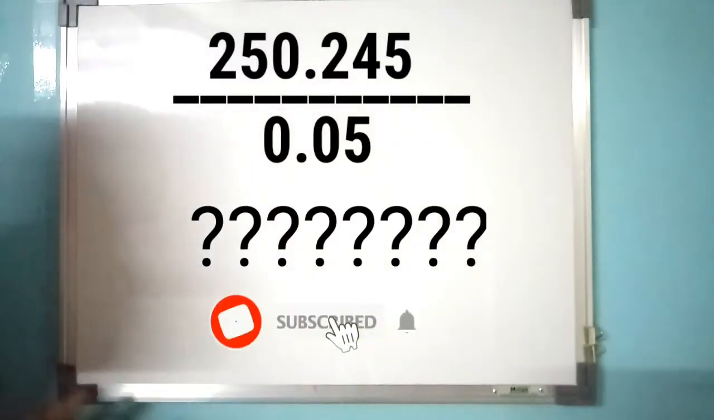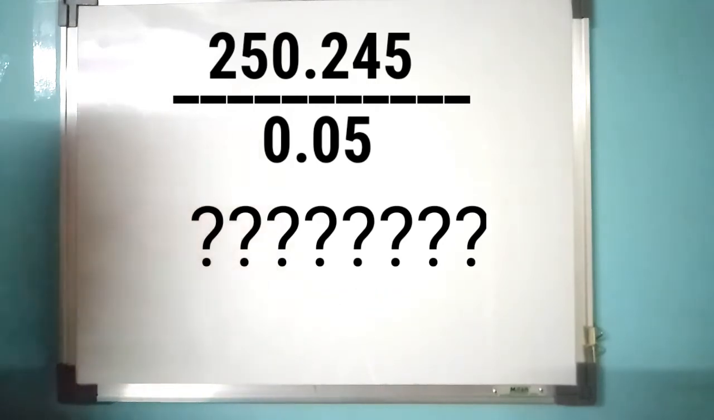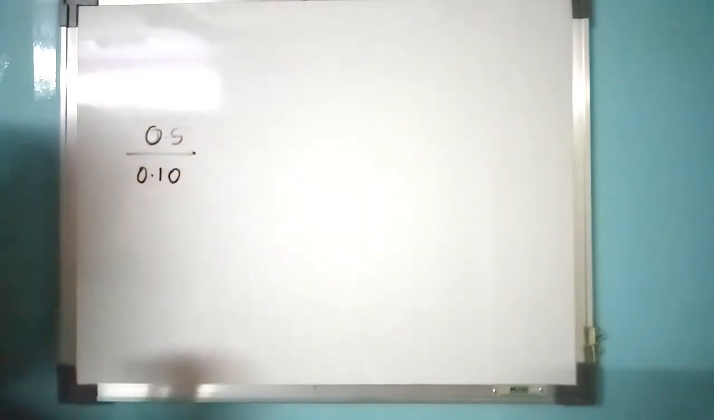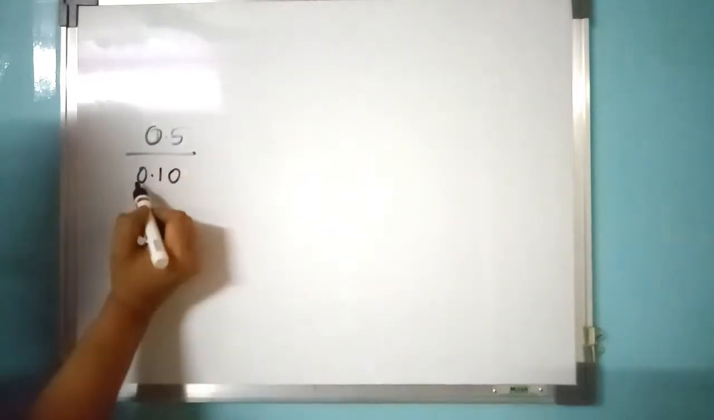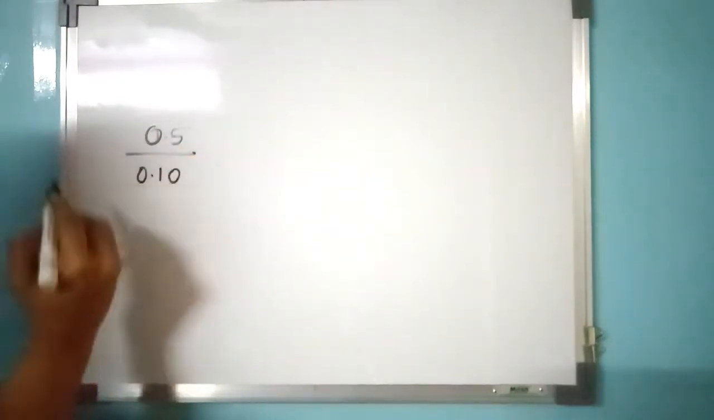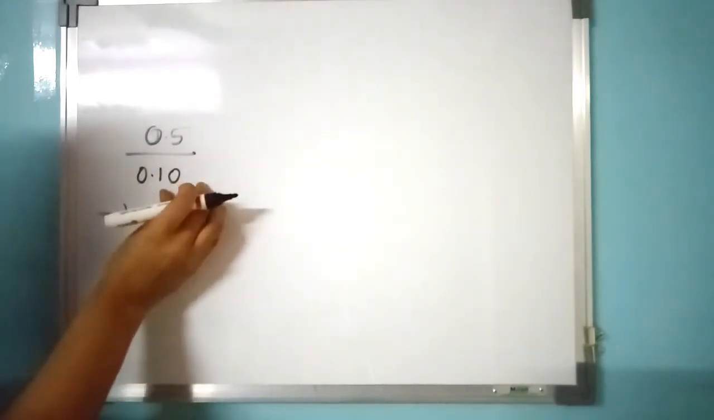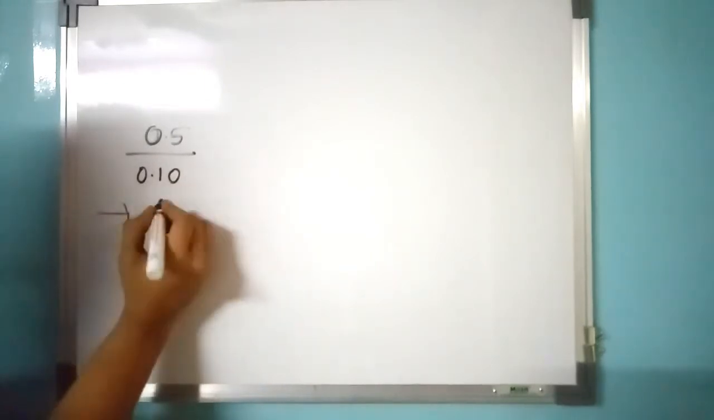Let's watch in this video how to simplify decimals when there is a decimal in the numerator as well as in the denominator. Let's see the first example: 0.5 divided by 0.10. Here 0.5 has one decimal place whereas 0.10 has two places after the decimal. So we will multiply numerator and denominator by 100.